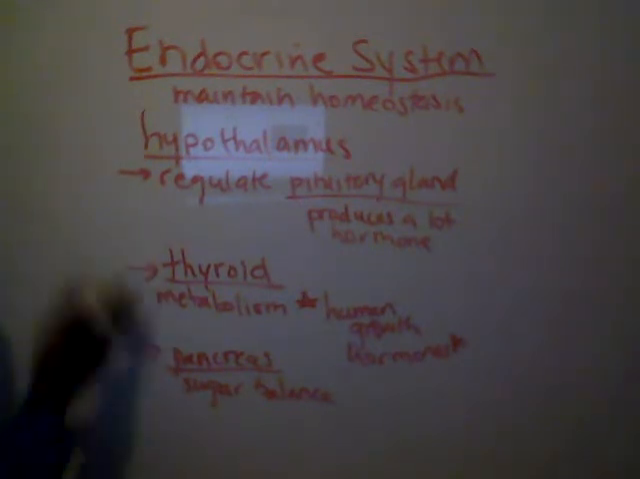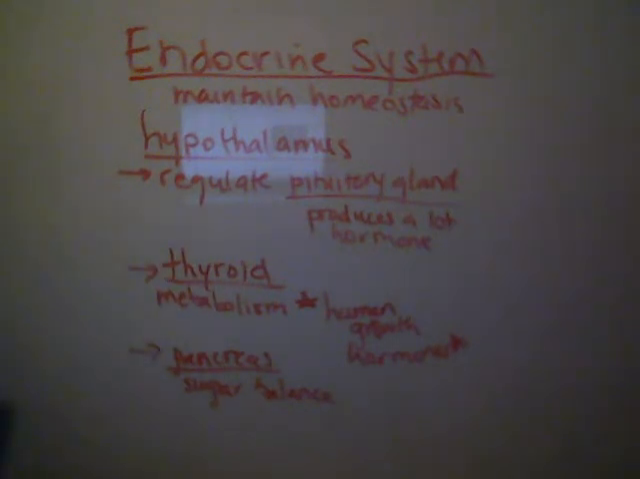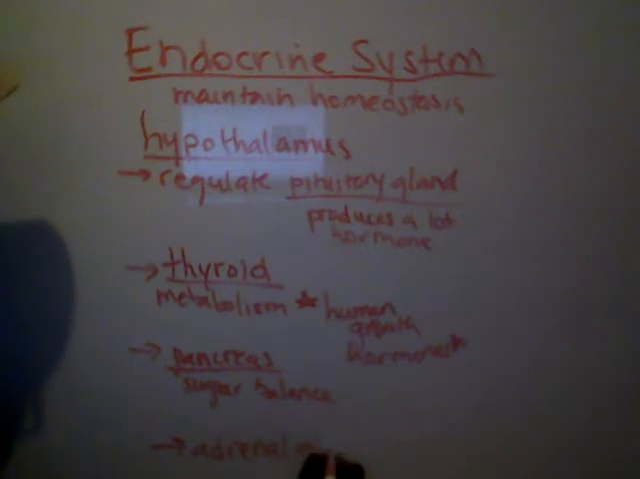And that's something that you'll see with a lot of these glands. They're important in the endocrine system, but they also usually are important parts of other systems as well, because all the systems have to work together. The other gland we'll talk about is the adrenal gland. So you might think of the word adrenaline. So this helps with the fight or flight response.